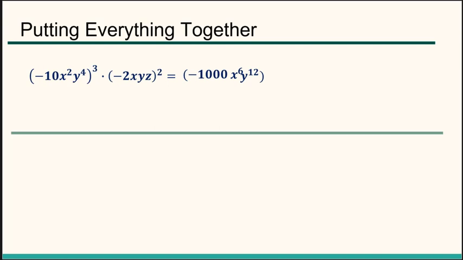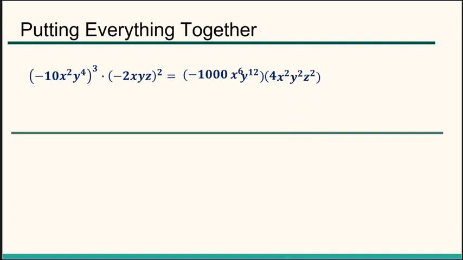Now let's do this next chunk. I have negative 2 x, y, z quantity squared. Let's do the negative 2 first. Negative 2 times negative 2, positive 4. x quantity squared, that's x squared, then y squared, then z squared.